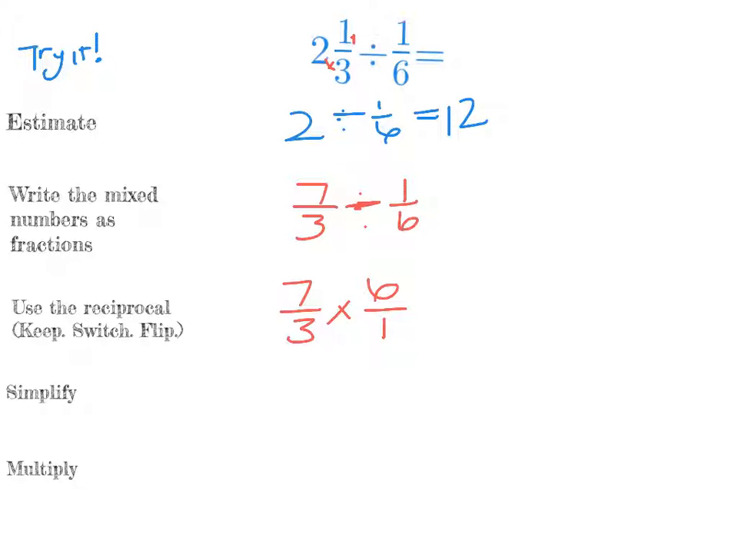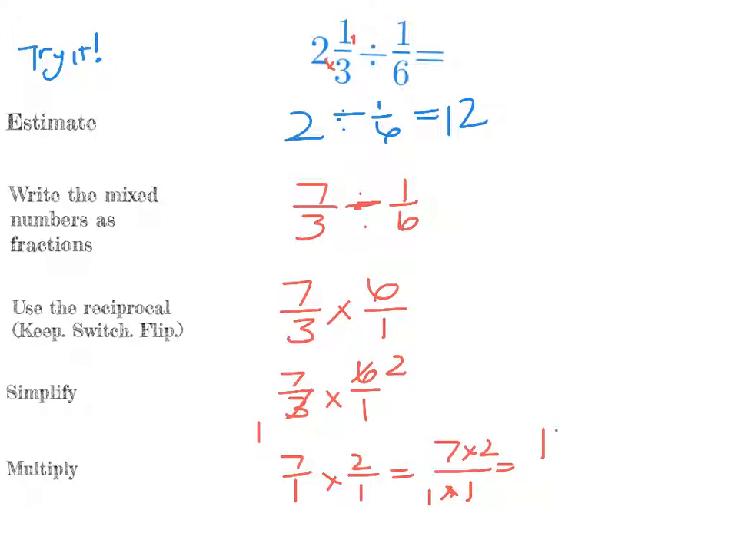Now I'm going to simplify. I'm rewriting it every time so I don't get mixed up. So now I have 7 over 1 times 2 over 1. I multiply that, 7 times 2, and 1 times 1 equals 14 over 1, which is the same as 14. And there's your answer.